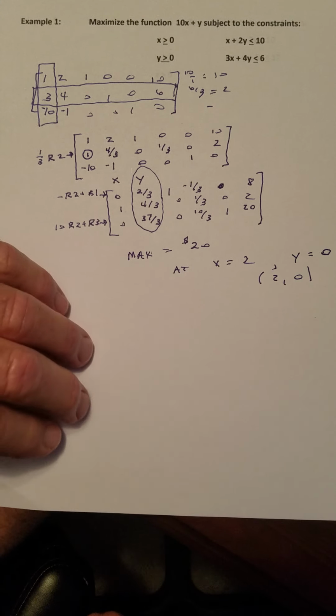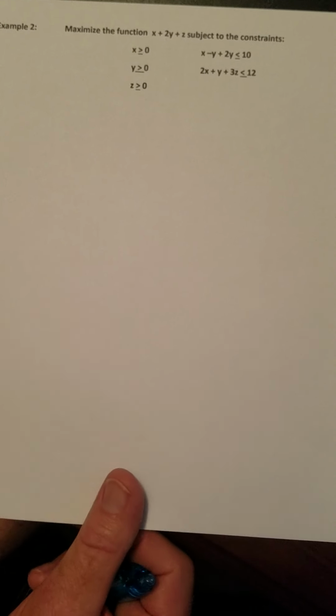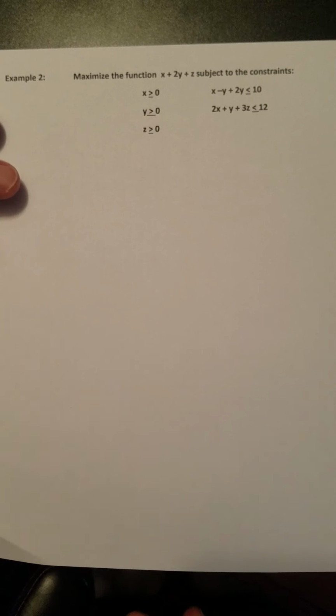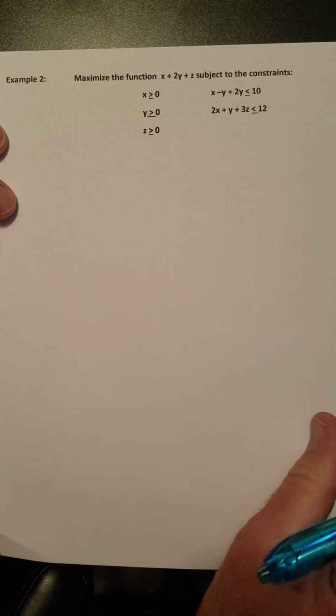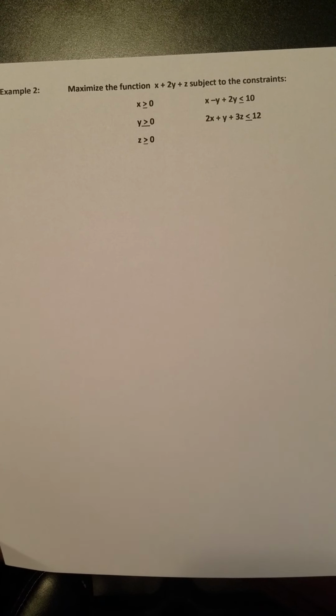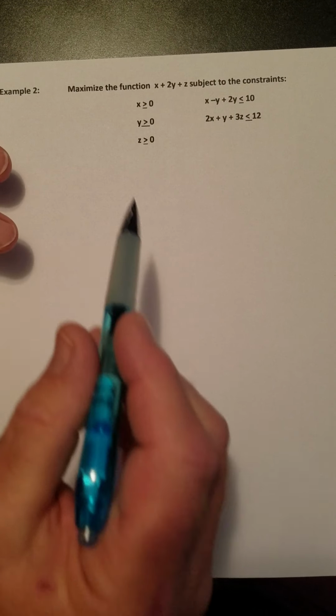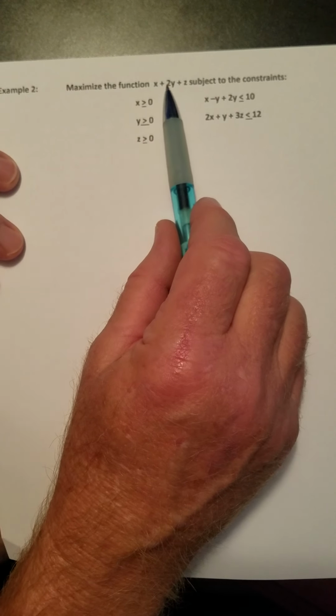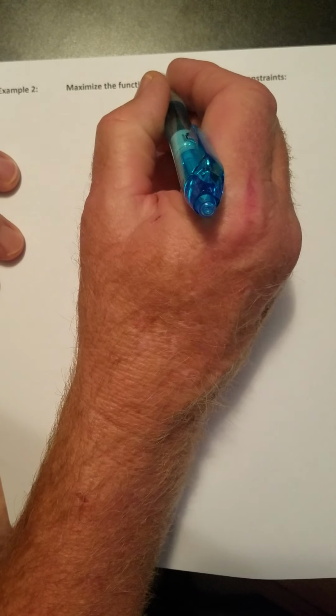Okay. I am going to go ahead and start the next one. We'll just have one video lecture here for 4.2. These are the same examples that are in the book. Okay, now this one's got three variables, so I want to maximize x plus 2y plus z.